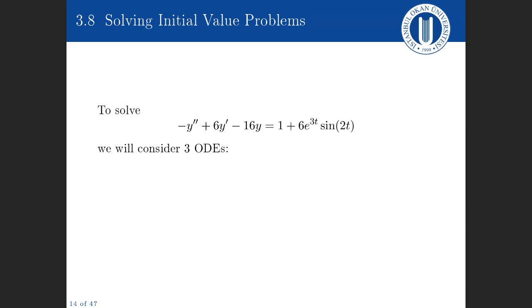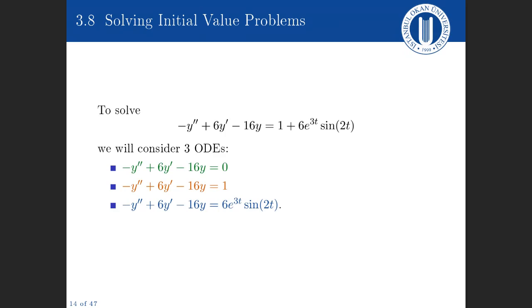To find the general solution to this differential equation, we're instead going to be looking at 3 easier differential equations, a green one, an orange one, and a blue one. The green one is the corresponding homogeneous equation. In the orange equation, I'm just looking at the first part of g(t). I'm just looking at the 1. And in the blue equation, I'm just looking at the second function of g. I'm going to be looking at these 3 differential equations separately, and then I'm going to be adding their solutions together.